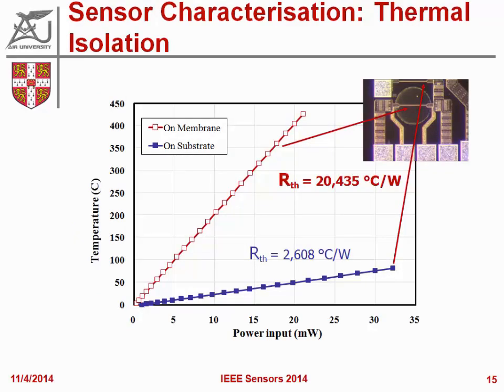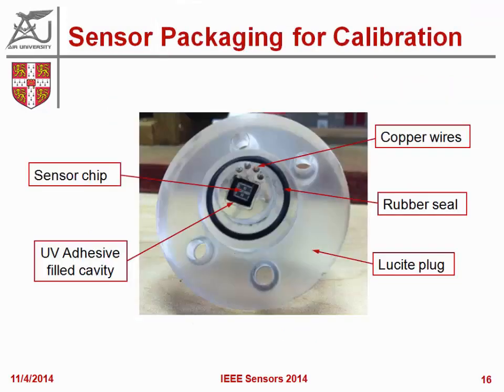Finally, using the TCR, we draw this temperature versus power graph and calculate the thermal resistance of the sensor and membrane arrangement, and we get a very good thermal resistance, showing that the thermal isolation is pretty efficient. Moving on to the calibration of the sensor.